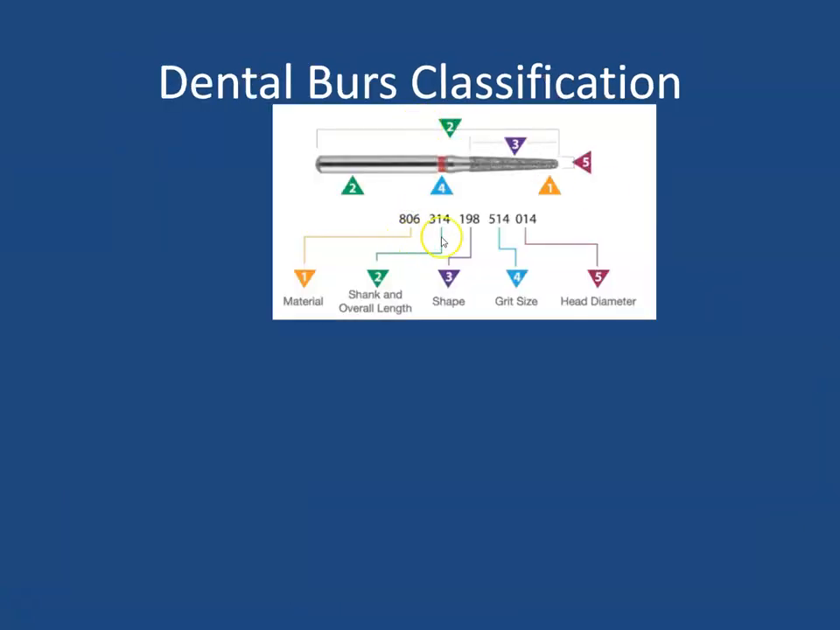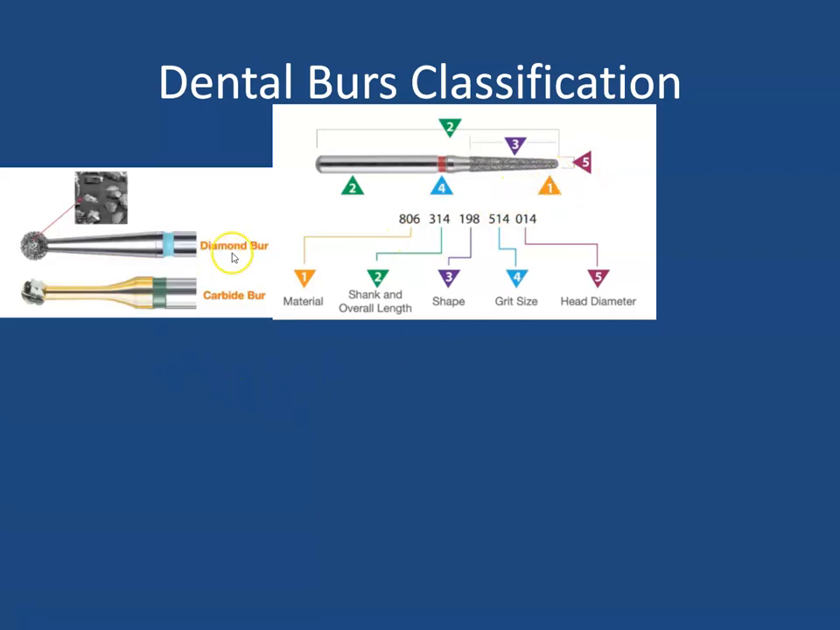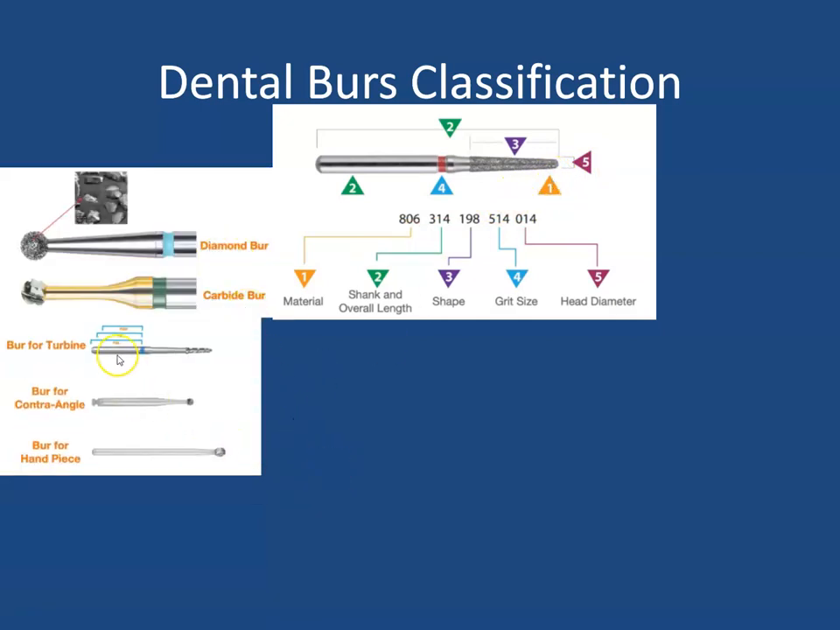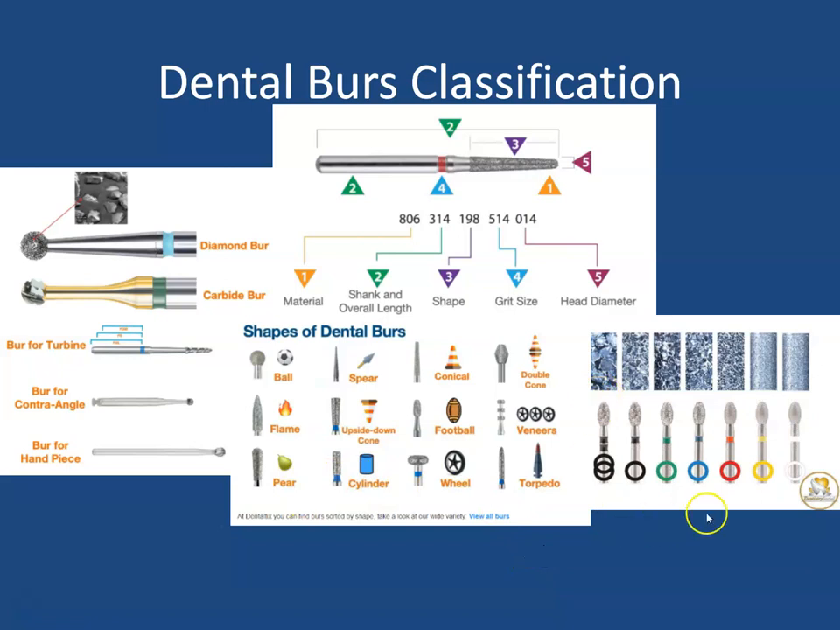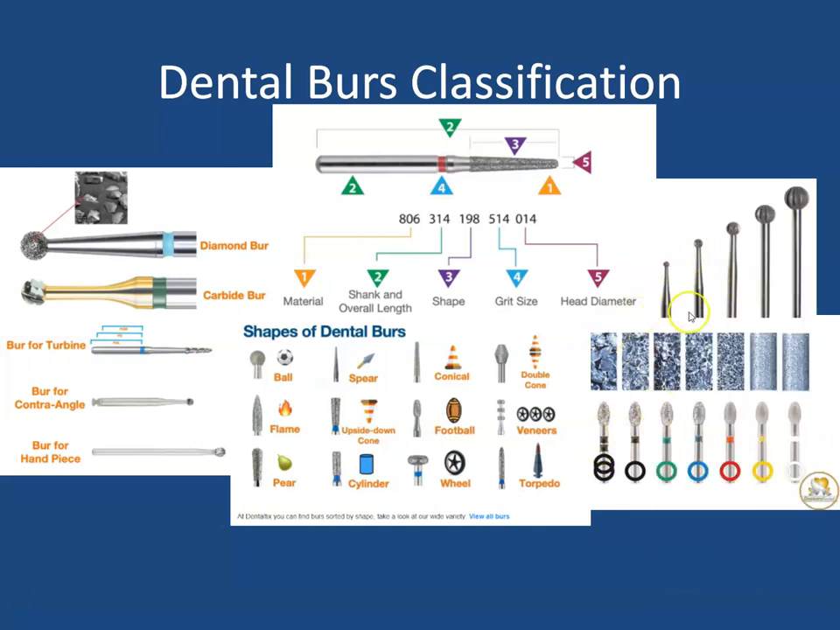What it means is, the first thing is to look at the material, either a diamond burr or carbide burr. Then you look at the shank and overall length, what handpiece it would be used for. Then the shapes, there's different shapes, you can spend some time learning them. The grit sizes from very fine to super coarse, and then the head size or diameter. Remember, you just move the decimal point over 2, so 0.14 would be a 1.4 millimeter size.